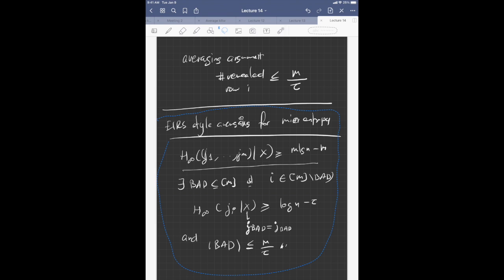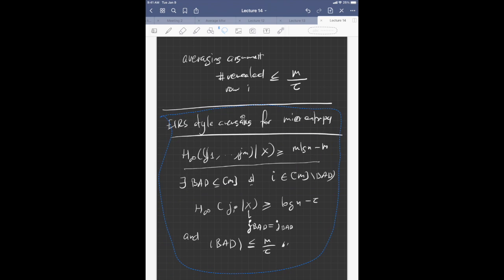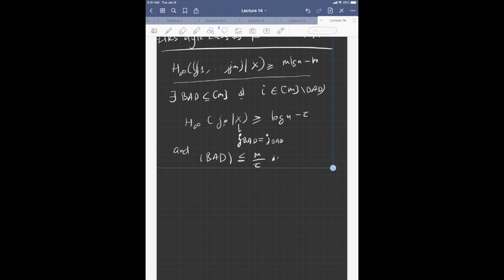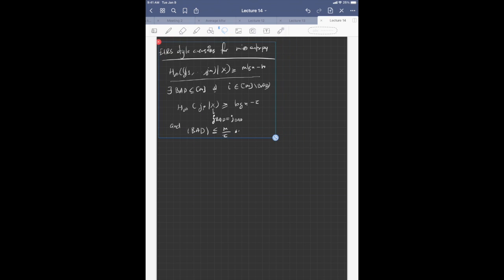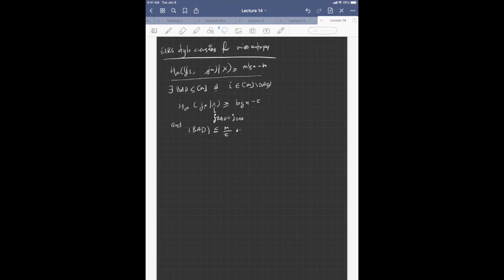So this is kind of an averaging argument for min entropy, exactly in the style of the AIRS argument for the universal relation that we saw a couple of lectures earlier. So this is what we want to prove. There's some set of bad rows which is not too large, depending on the threshold that you choose for the unrevealed rows, and conditioned on the bad rows fixed to some specific coordinates, every other row has high min entropy.